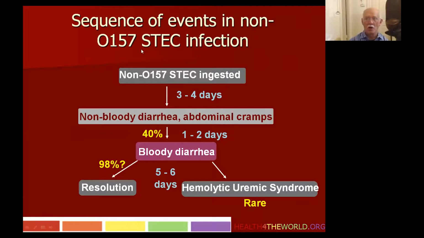With the non-O157 strains, it is similar. 3 to 4 days after ingestion of the bacteria, the person develops non-bloody diarrhea and abdominal cramps, which progress in 1 to 2 days to bloody diarrhea, but 98% resolve with no further problem, and only very rarely does the hemolytic uremic syndrome develop.